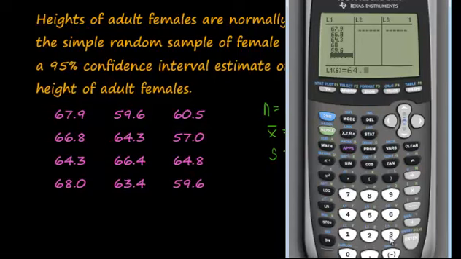64.3, 66.4, 63.4, 60.5, 57, 64.8, and 59.6. And notice that's my 12th value. Now it's looking for the 13th, but I don't have that, so I know I've entered all my values. Now these it didn't state, but these are inches.